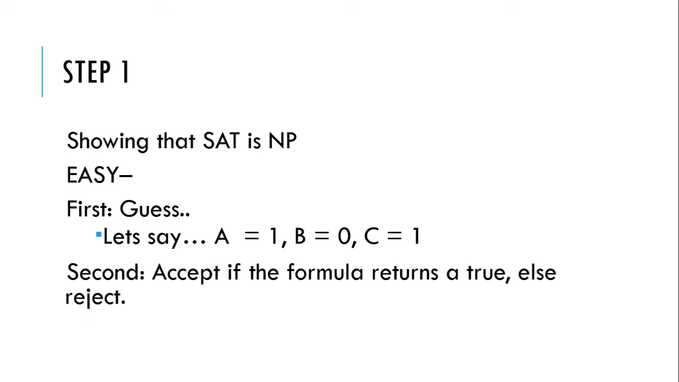In the second part, you run it through the Turing machine, or you work it out, and if the formula returns true, you accept, else you reject. So in this case you would reject, and then you would try to come up with a new configuration for A, B, and C and see if those configurations work for that particular Boolean formula. You repeat until you find something that is satisfiable or you reject it.